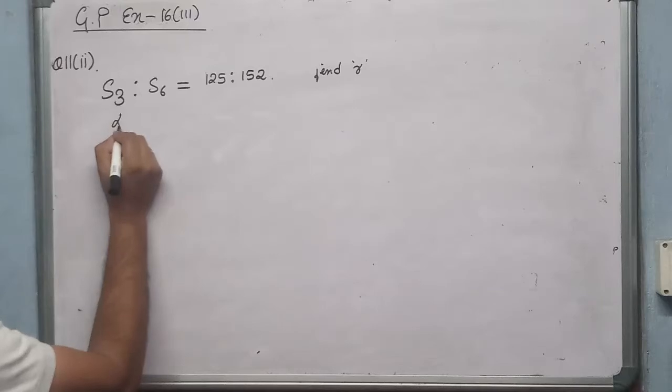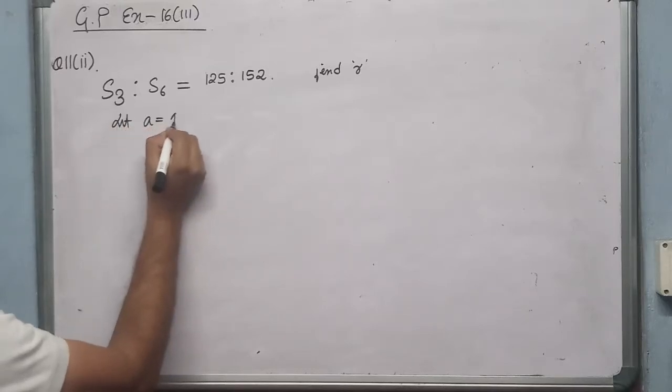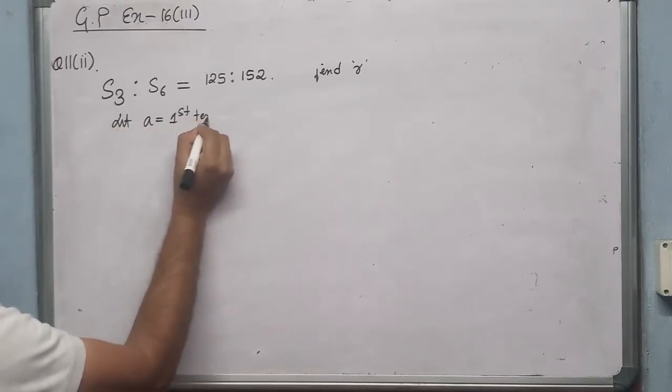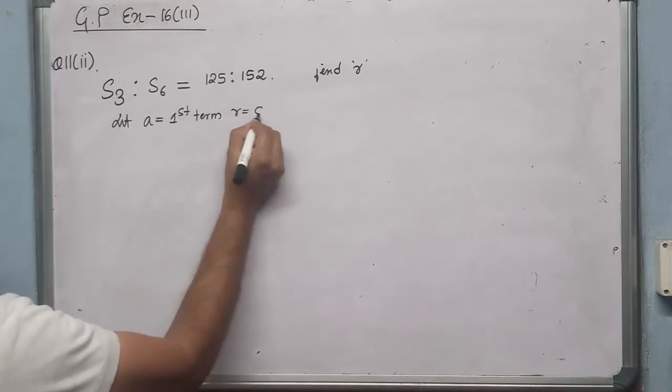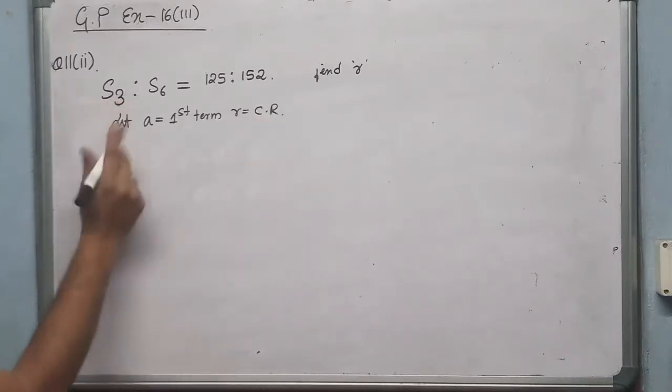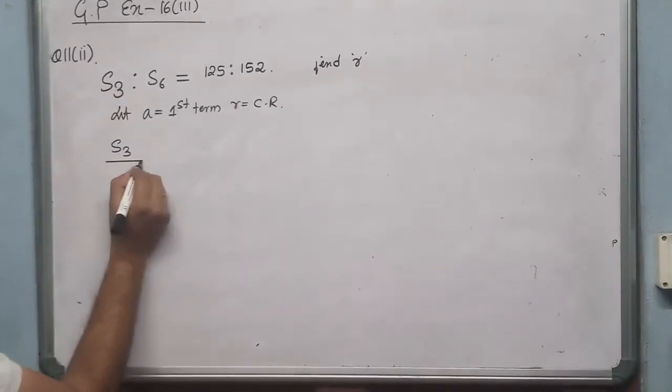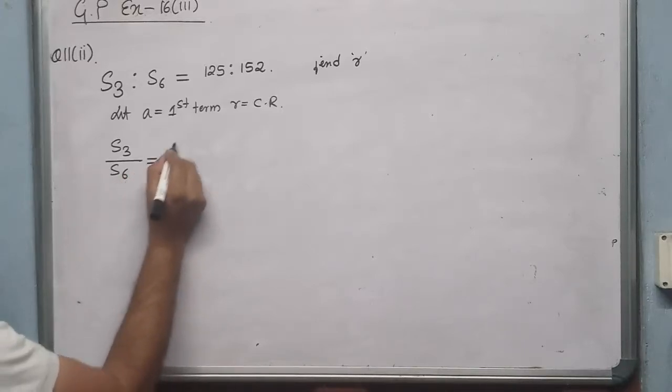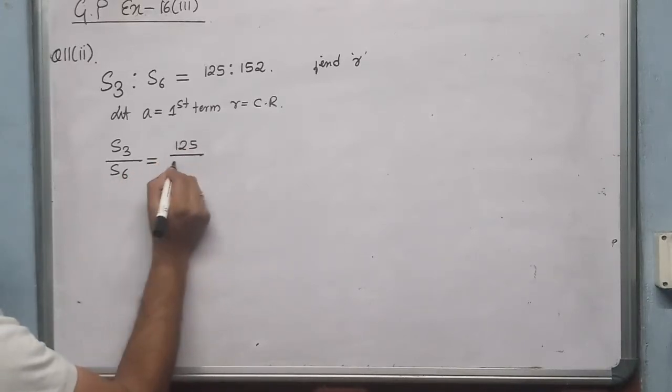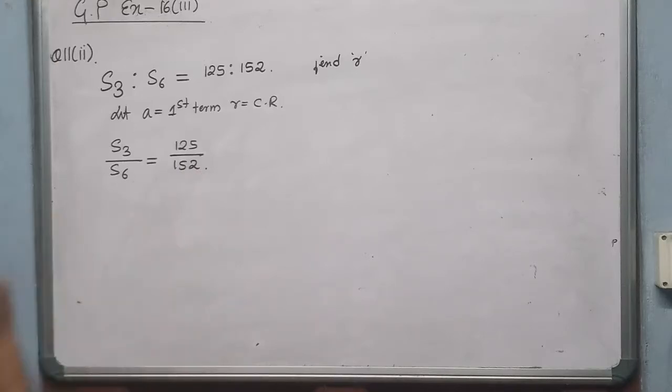Now I'll consider that a is the first term, r is the common ratio. Then this relation we can write as S3 over S6 equals 125 over 152. Now I'll use the formula for this.